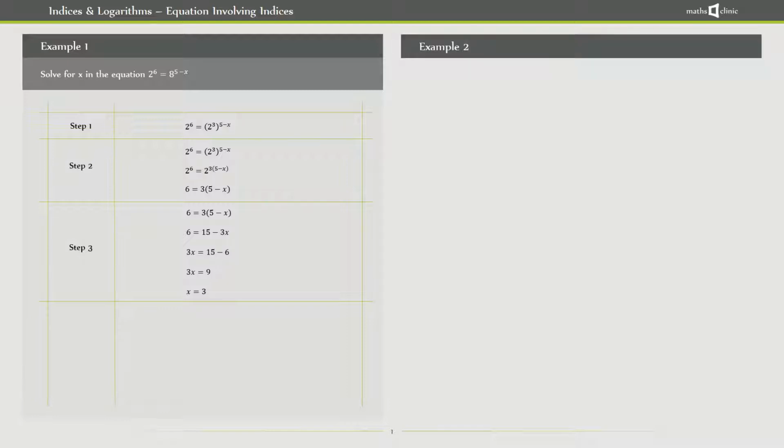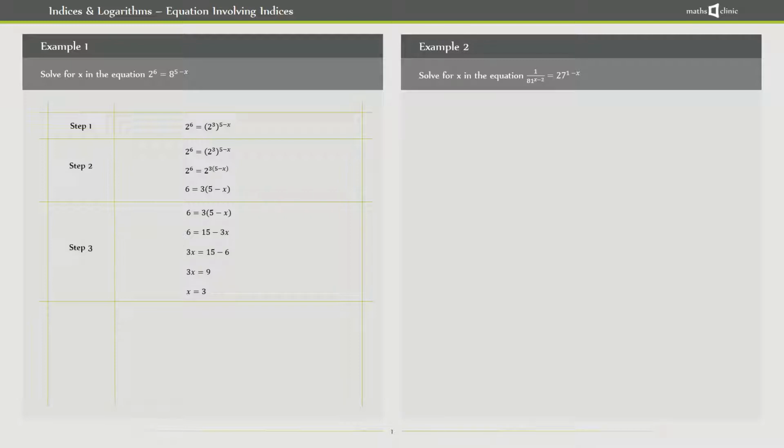Let's go for another one. Example 2. Example 2 says solve for x in the equation (1 over 81)^(x-2) equals 27^(1-x). So how do we go about solving this?